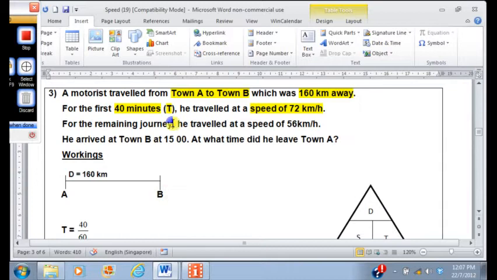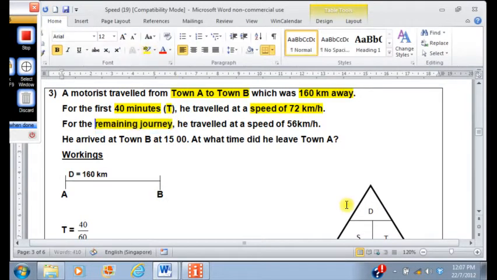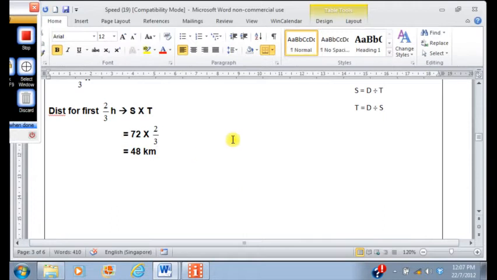For remaining journey, something similar to the other problems as well. Remaining journey. Let's go and find out the distance for the remaining journey. Distance, I'm using short form for distance. Distance for remaining journey. We know it's 160 minus 48, and that will be 112 kilometers.